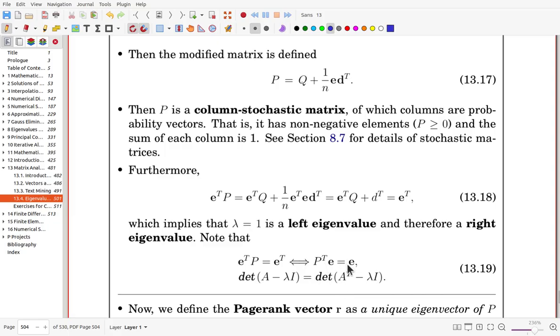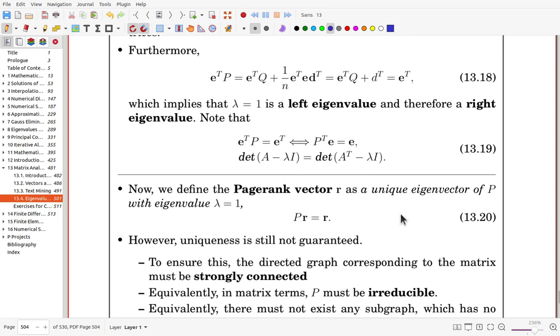And this is 1 is eigenvalue of P transpose, so that 1 is eigenvalue of P. So along with this adjustment, now P has eigenvalue 1. So it's improved. So now we can define the PageRank vector R as a unique eigenvector of P with eigenvalue 1, like this. And once we can find our eigenvector of this matrix P, then that's it.